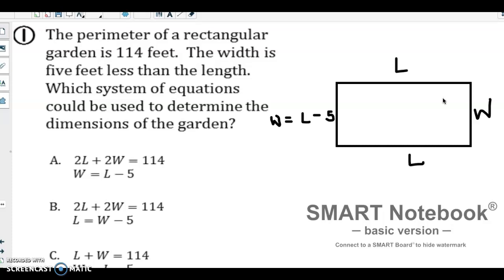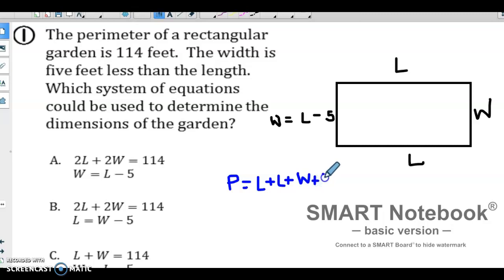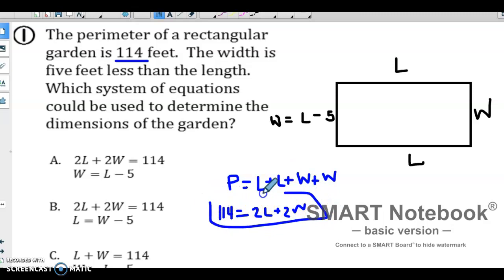So the first equation is going to be one that represents the perimeter. So remember, perimeter is just the distance around the outside, so we're going to add up all the sides. So perimeter is equal to L plus W plus L plus W. Length plus width plus length plus width. Well, we know the perimeter is 114 feet. So 114 is going to be equal to L plus L, that's 2L, W plus W, that's 2W. So we know that this is going to be one equation that has to be in our system.